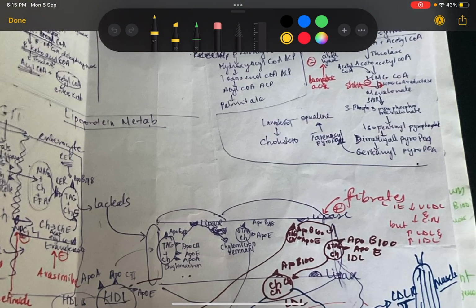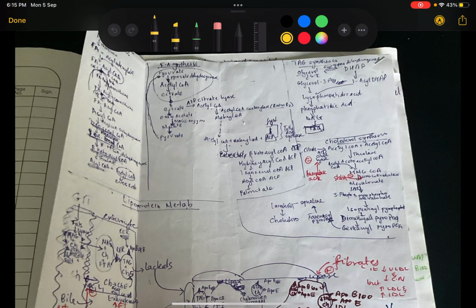And definitely, this image I will upload somewhere else, probably on the Telegram or on the Google Drive, probably.